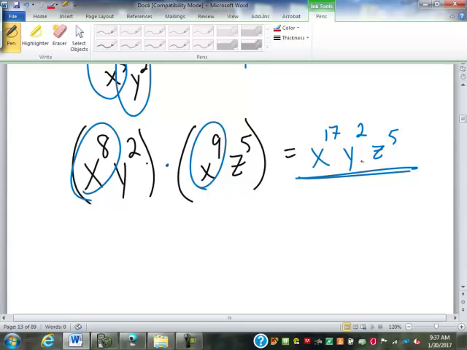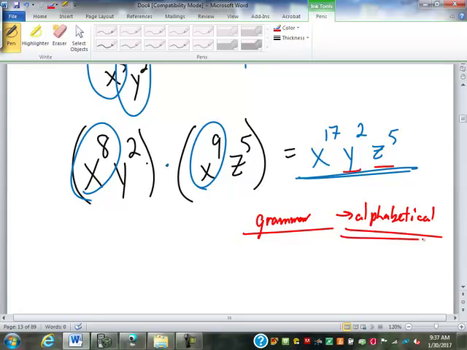The question always comes up: how do I know that I should put the y first? It really doesn't matter. But in mathematics, there is mathematical grammar, which is to always put them in alphabetical order. Again, technically it's not wrong if you don't. It's just more proper if you do.